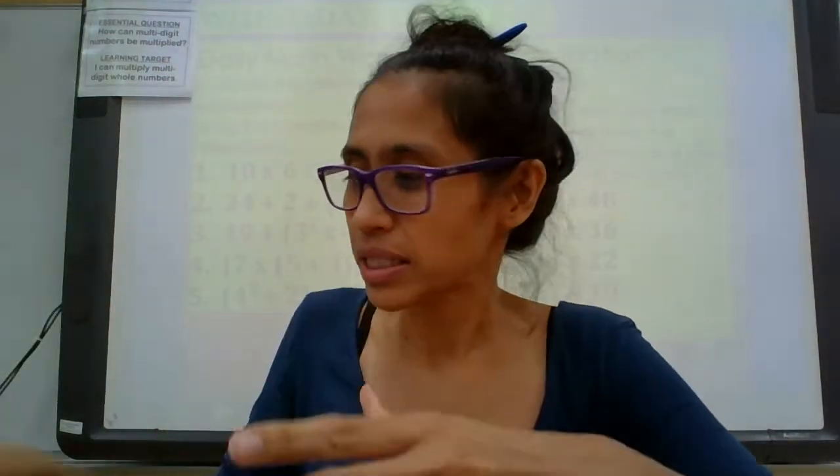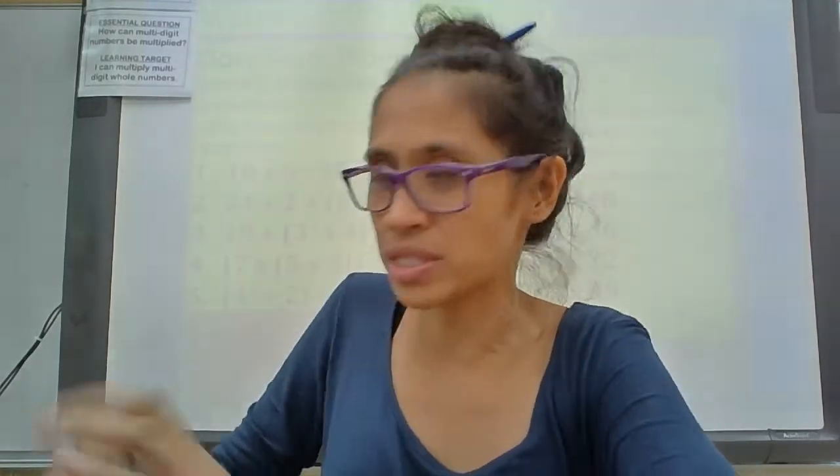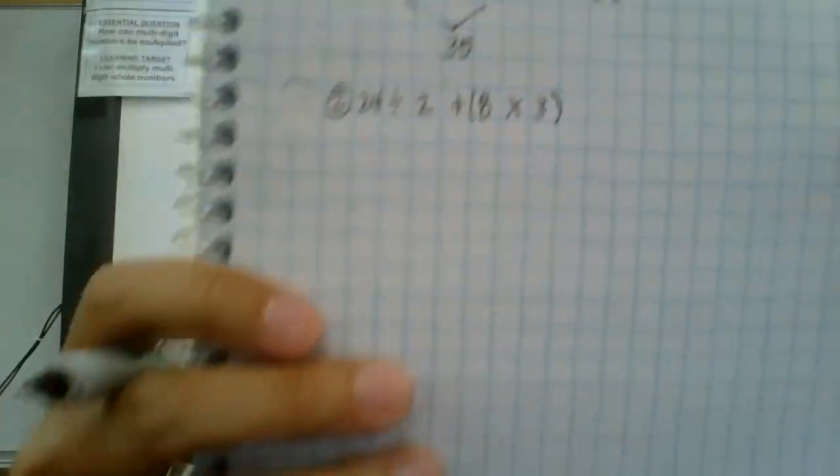All right. Moving on. Number 2. Write it down: 24 divided by 2. Make sure you're writing nice and neat. Plus parentheses 8 times 3, close parentheses. What do we need to do first? What's in the parentheses? 8 times 3, and what is that? That is, hurry, hurry, hurry, 24.